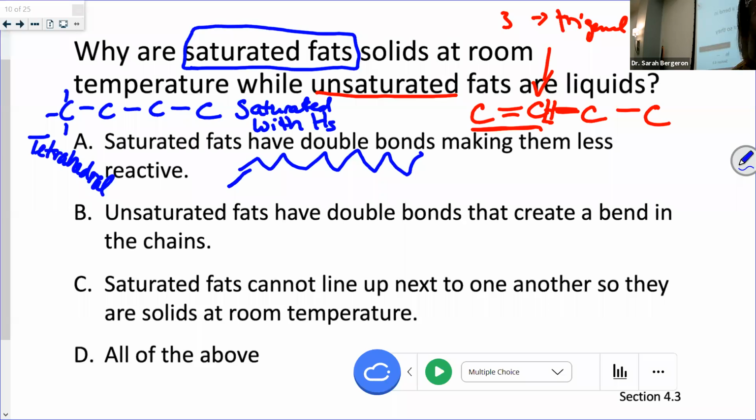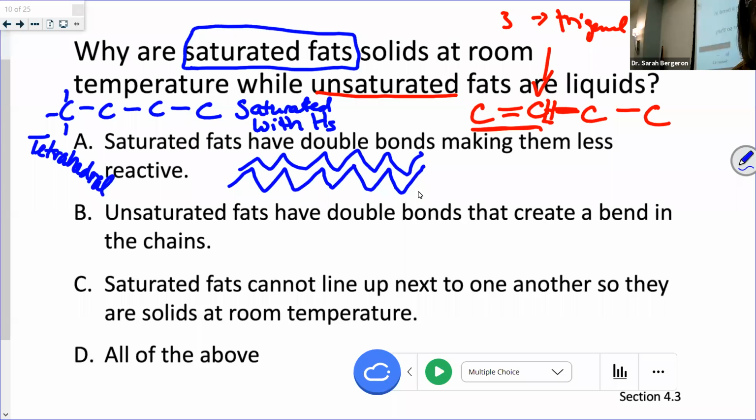So let me kind of clear this, right? Okay. So it is B, but I want to talk about each one. Oh, good. Y'all did really good on that. So A said saturated fats have double bonds, making them less reactive. That's not true. Saturated fats have single bonds, right? So we know that one's wrong.